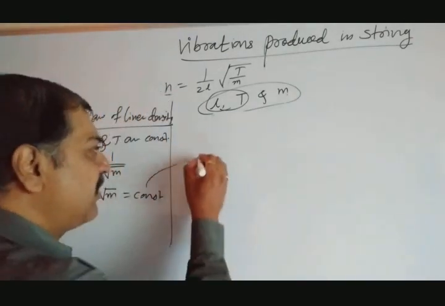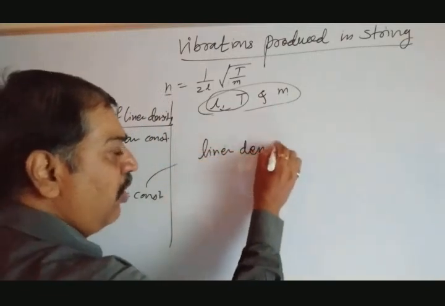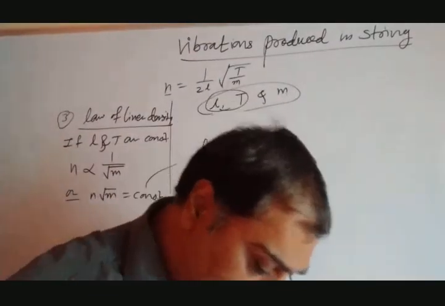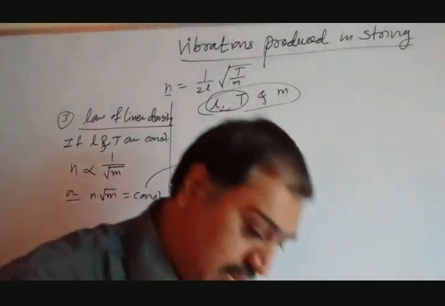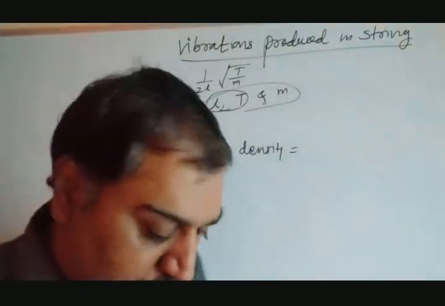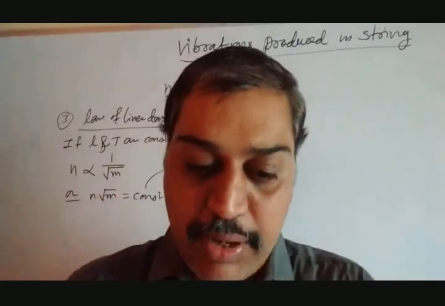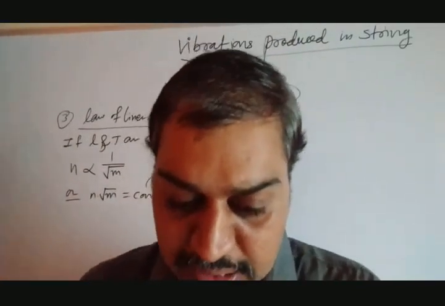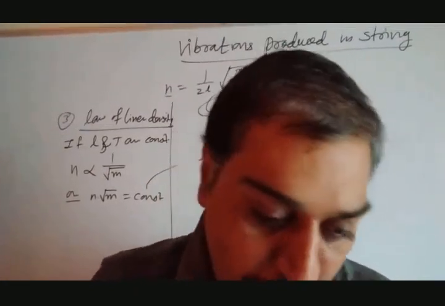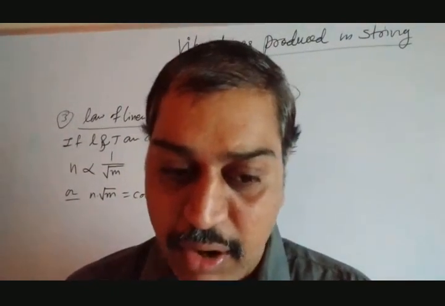But what is linear density? Linear density means mass per unit length. So how it will work, we have to consider here. Let's start with this mass per unit length. While solving this, you must take the precaution that we have to put some values here and then solve it. Let's try to solve it further.